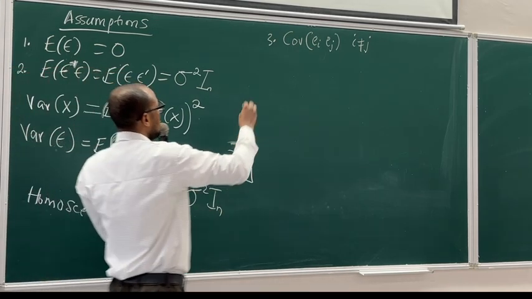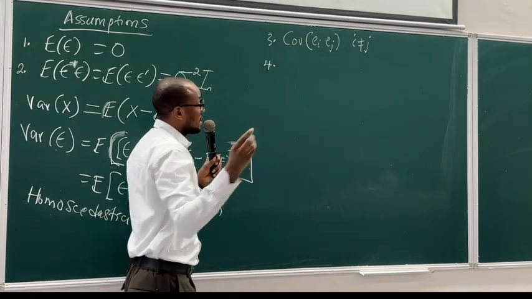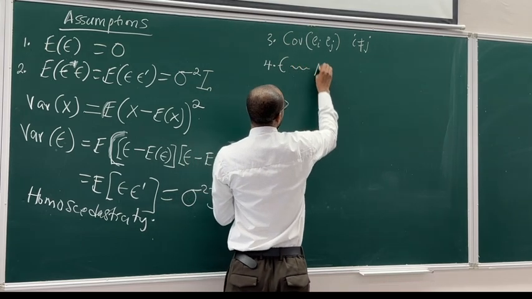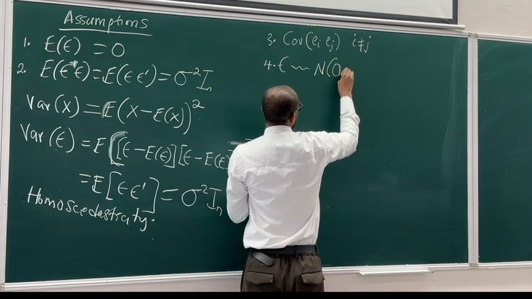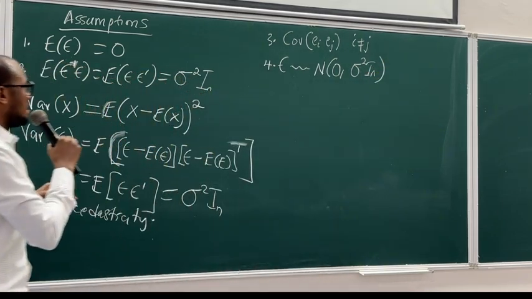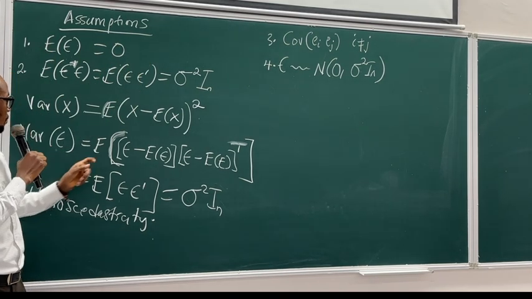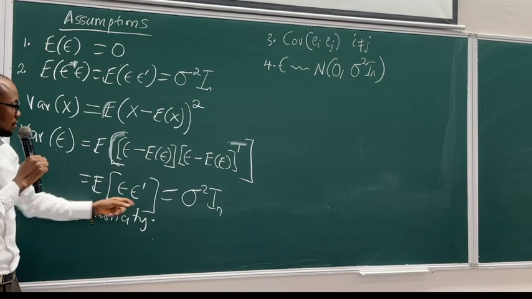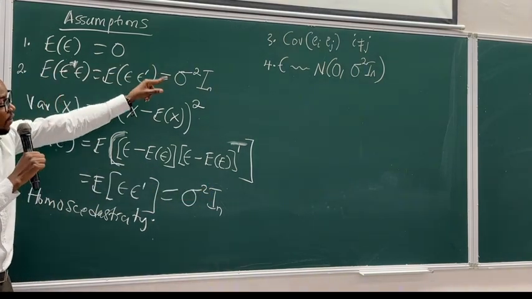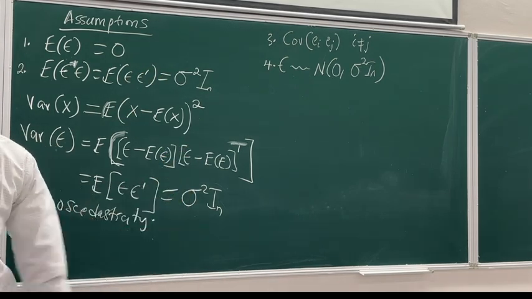Then another assumption we make is that, in that case, we can just put everything together and say that the error is normally distributed with zero mean and a constant variance. How did we arrive at that? We already know that the mean of the error is 0. And then we've already found out that the variance of the error is sigma squared times the identity matrix. So the error is normally distributed with 0 mean and a constant variance.